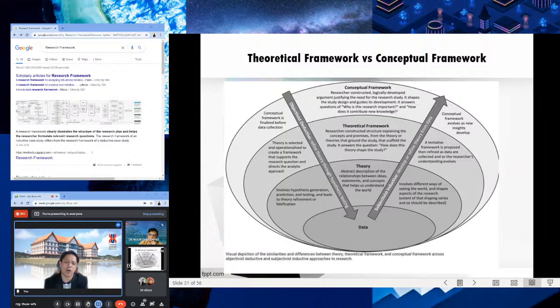But it depends on the nature of the research, because some research starts with grounded theory, and some looks from the observation to the concept, and so on. The most important thing when you design the theoretical framework is how this theory shapes your study. That means it is the backbone for your research. Concept is more generic, but theory is a little bit more specific.